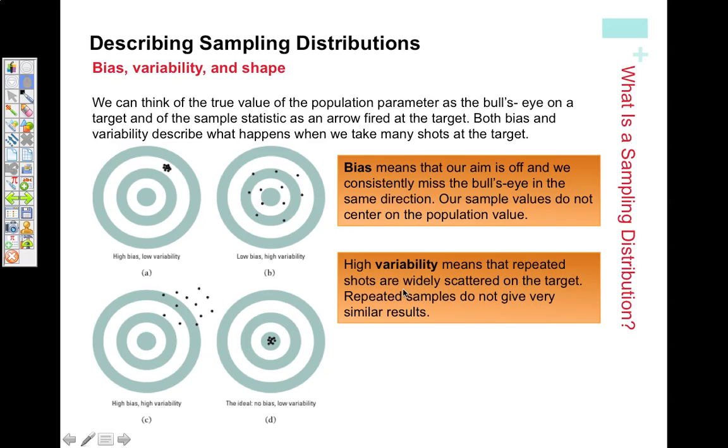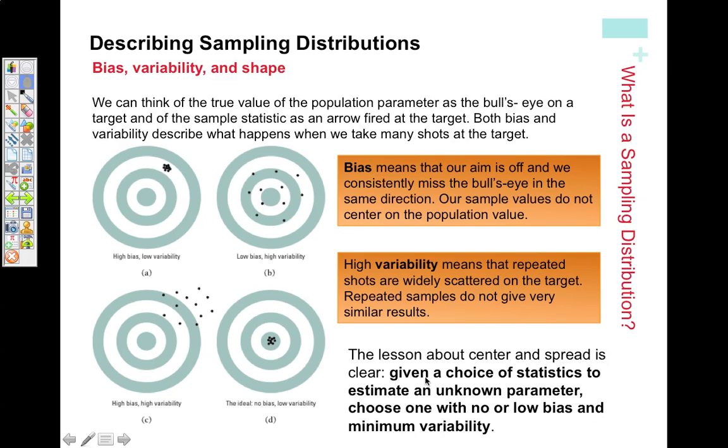High variability means that the shots are more scattered. So these two have low variability. Our arrows are all in the same spot. One has high bias, the other one does not. This is ideal. We're hitting what we're aiming for on a consistent basis. Given a choice of statistics to estimate an unknown parameter, choose one that has no bias, or at least low bias, and as little variability as possible.